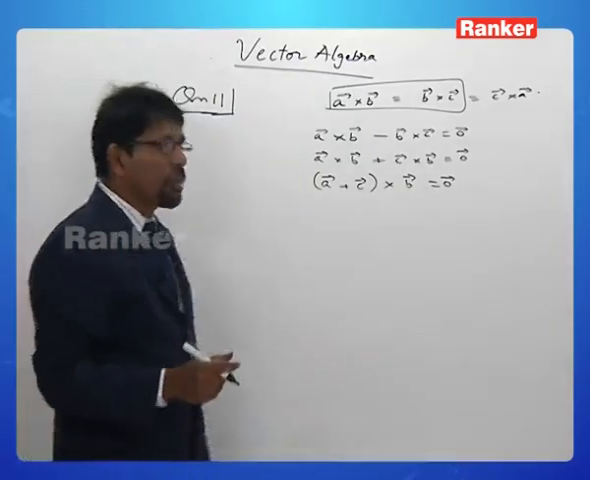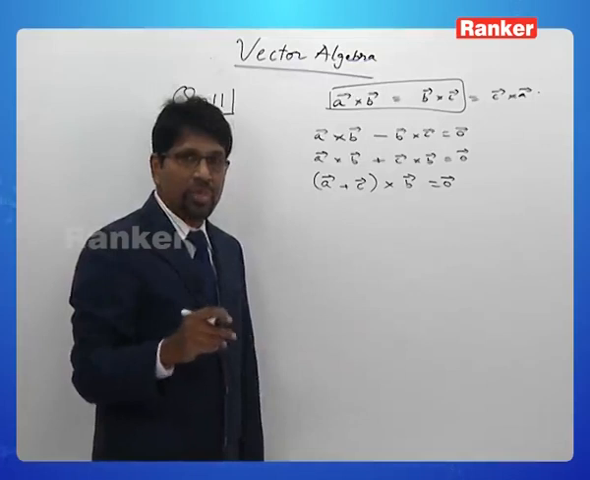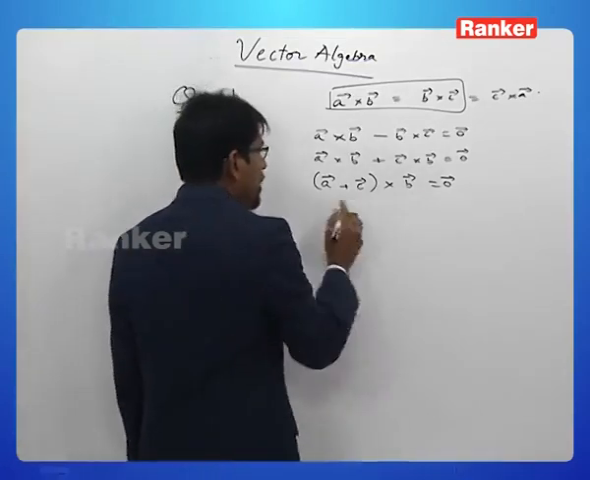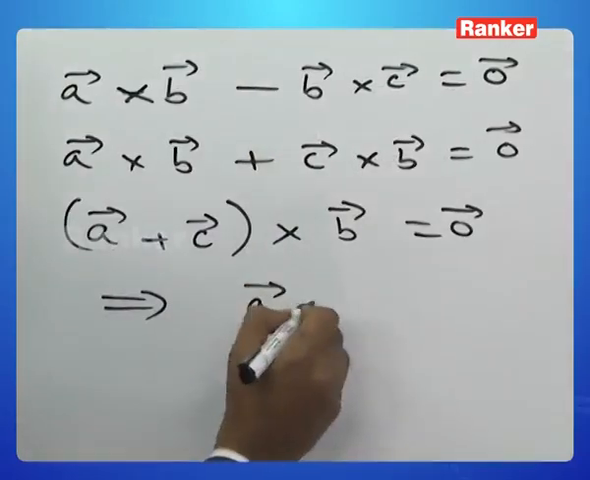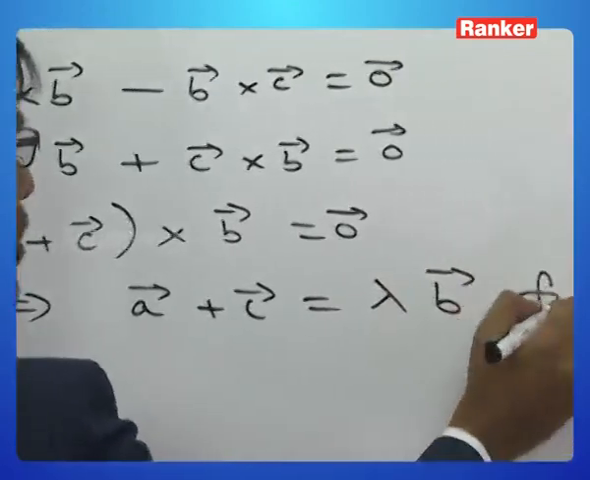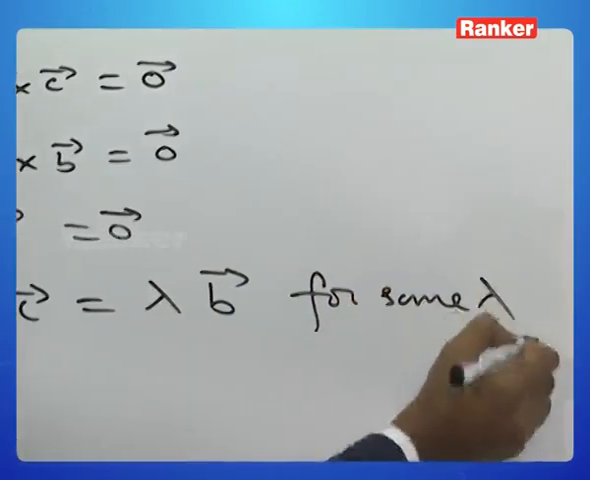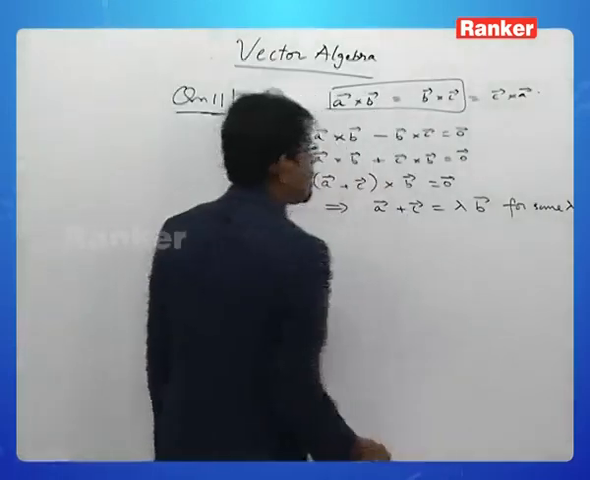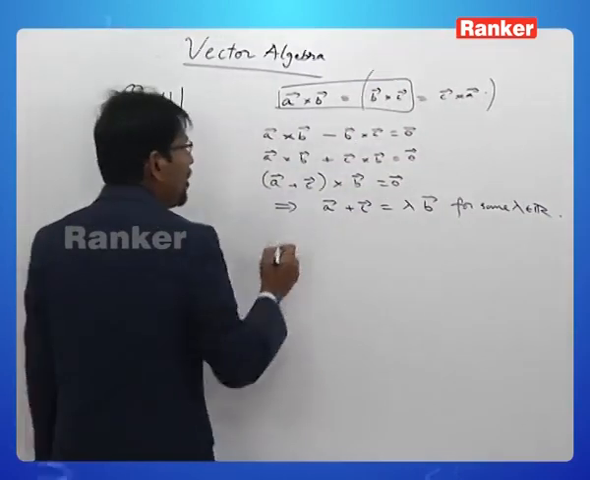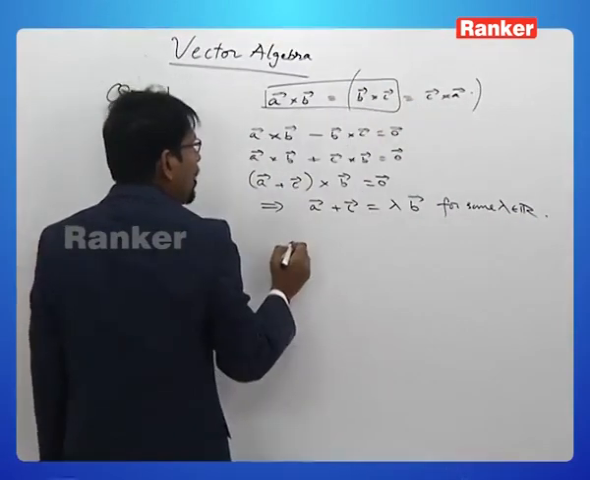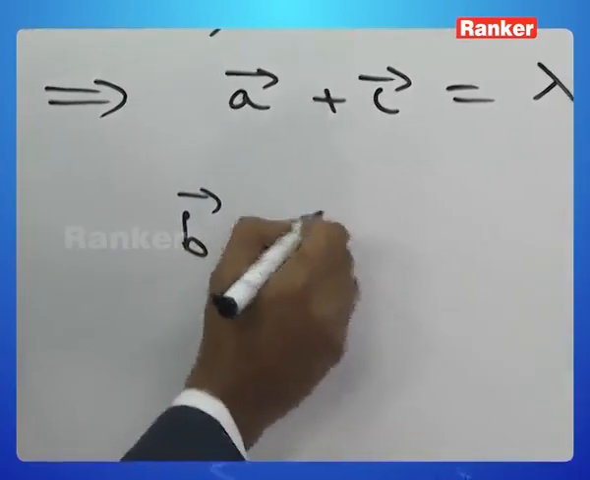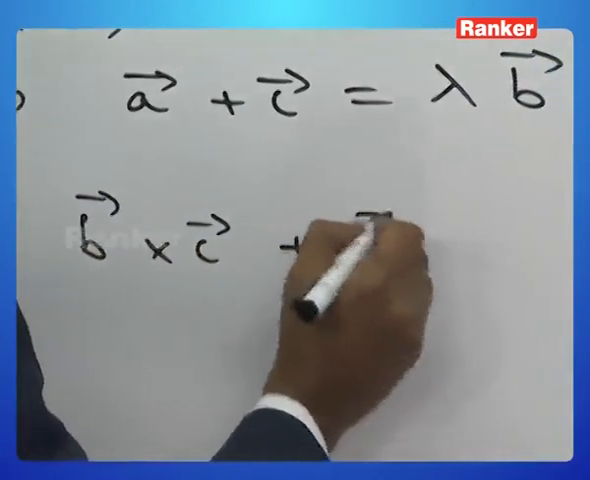When is the cross product of two vectors 0? That means the vectors have to be collinear. So one can be expressed as a scalar multiple of the other: A bar plus C bar we can write as some lambda times B bar, for some lambda scalar. Similarly, we will consider this equation. We can write B bar cross C bar plus A bar cross C bar is 0.